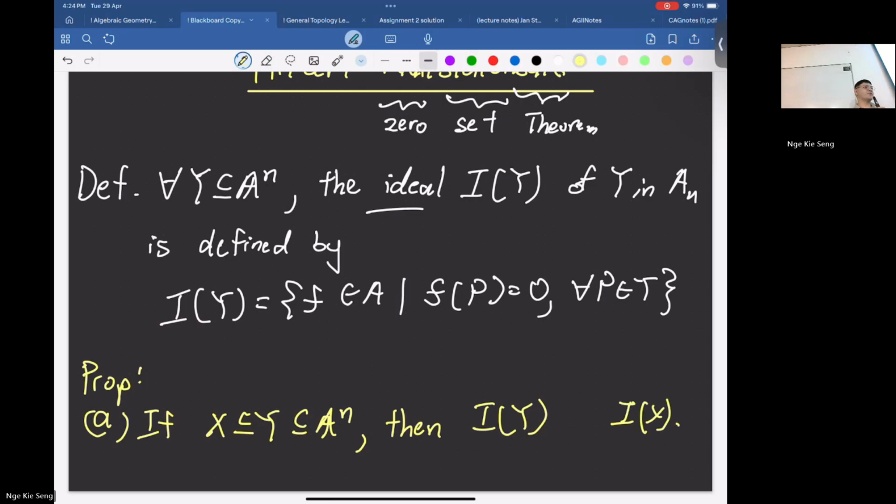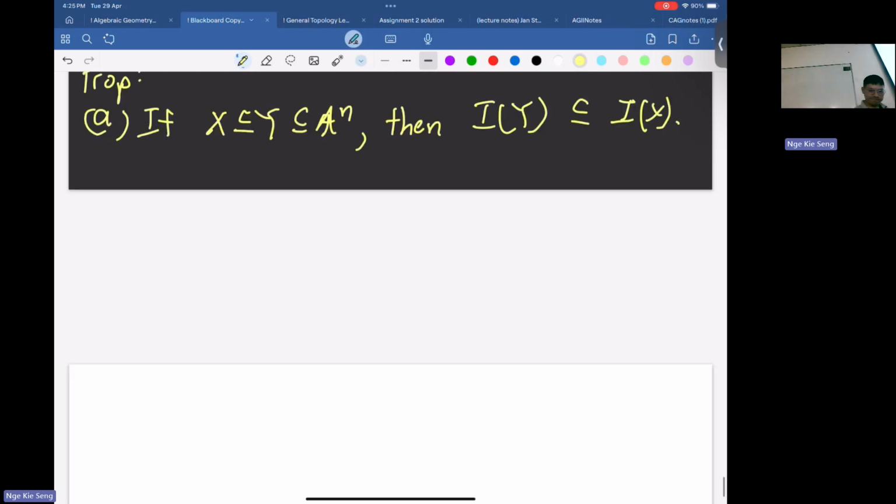Reverse again. Less condition. Less equations need to be satisfied. Oh, I said it wrong, it is I(Y) that is contained in I(X). Less equation, less function. So you have this subset inclusion reversing property again on this I(Y).